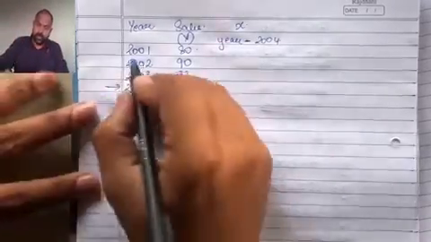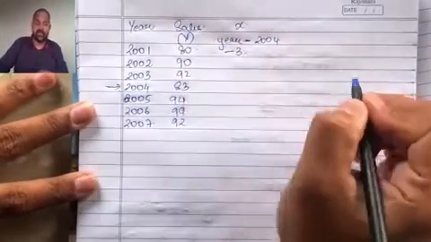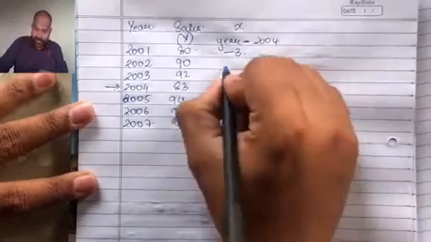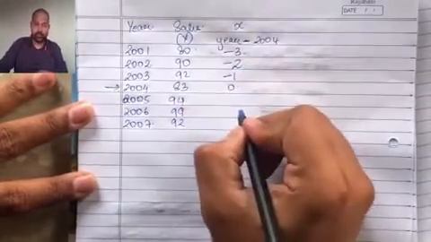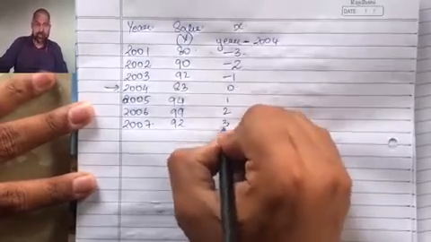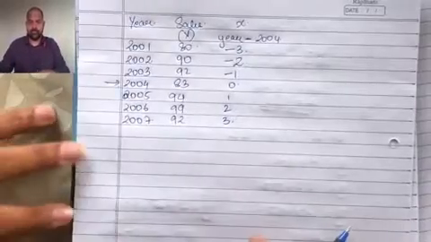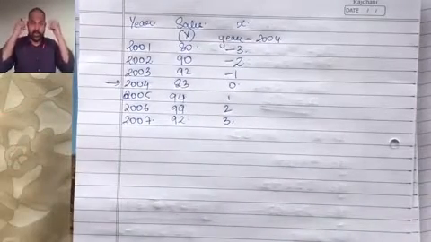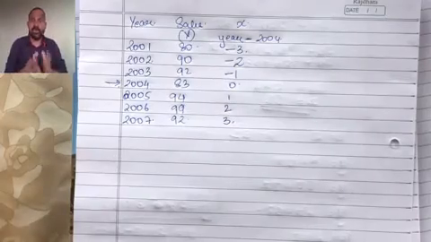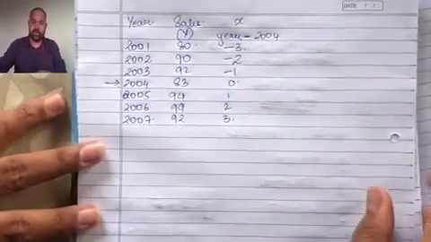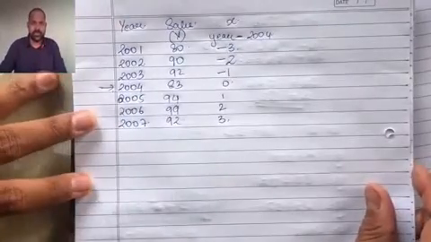Humor me. 2001 minus 2004 is negative 3. Negative 2, negative 1, 0, 1, 2, 3. Is that right? How will that help me? Am I doing anything new? No. In the previous question, I subtracted by 2000. Here I am subtracting by 2004. So it's just that during the substitution, I have to remember this. Everything else remains the same.